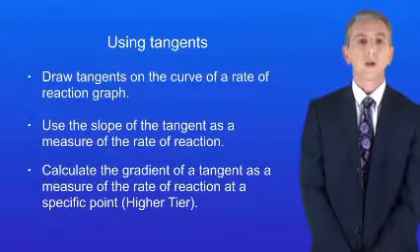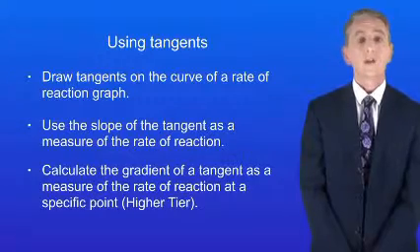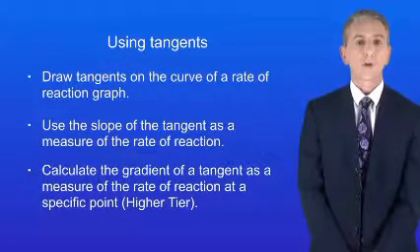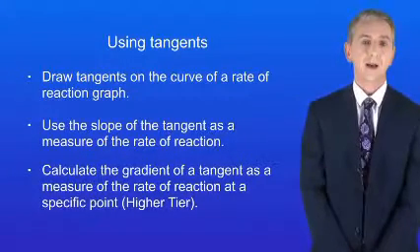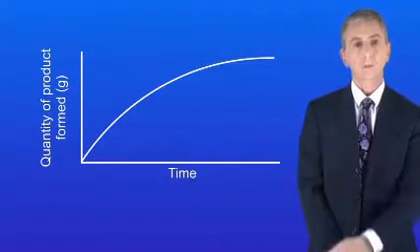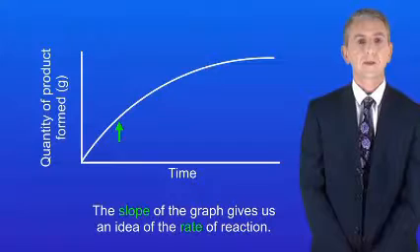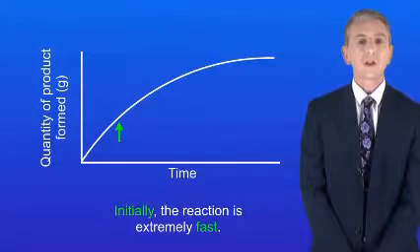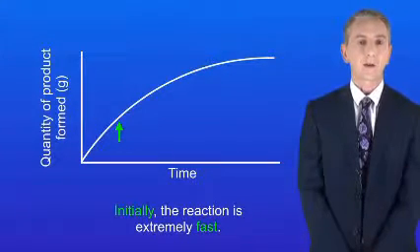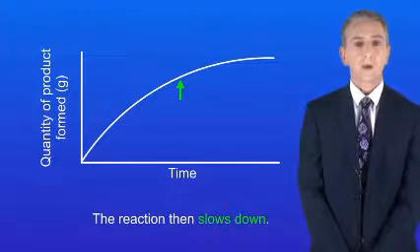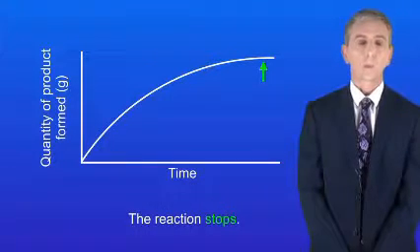In the last video, we started looking at rates of reaction. We saw that if we measure the quantity of product formed by a reaction over time, we get this graph. Remember that the slope of the graph gives us an idea of the rate of the reaction. Initially, the reaction is extremely fast. The reaction then slows down, and finally the reaction stops.